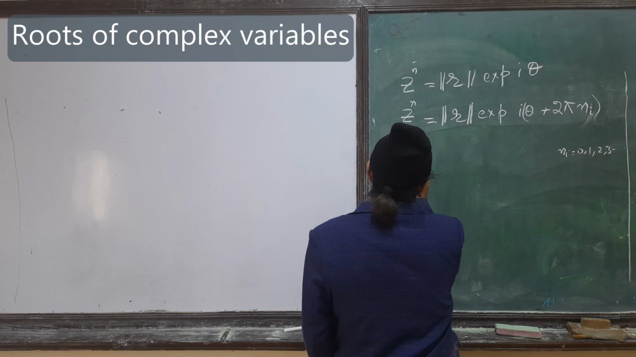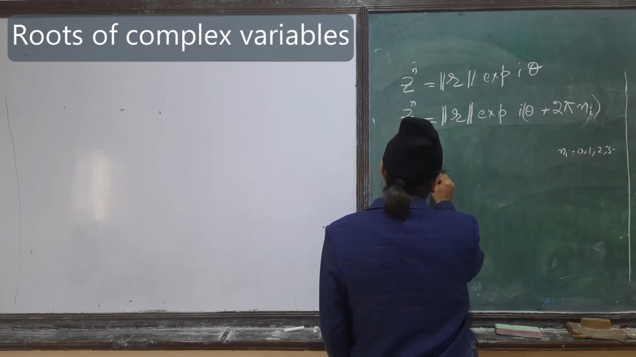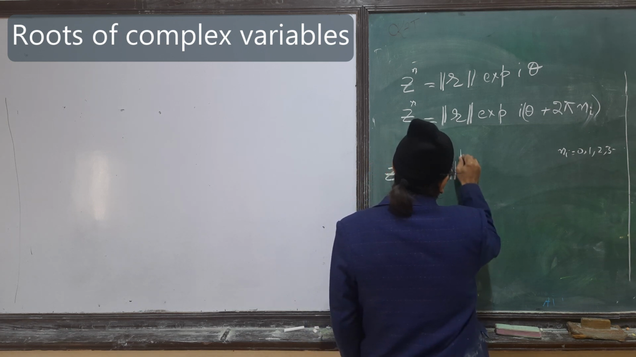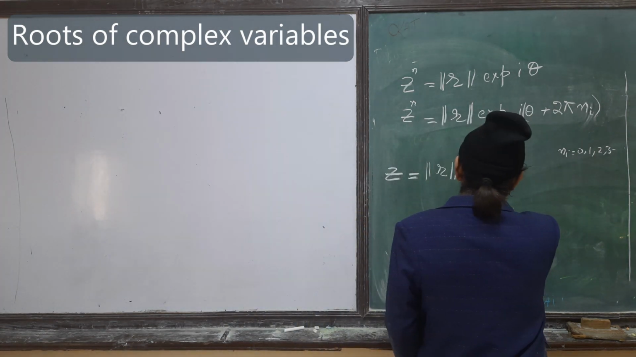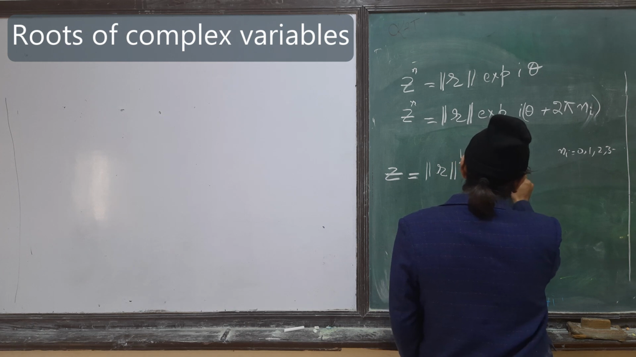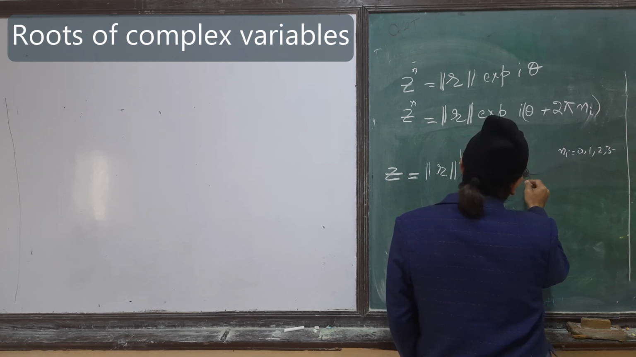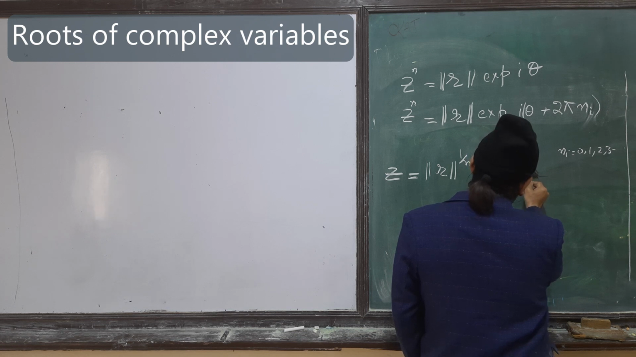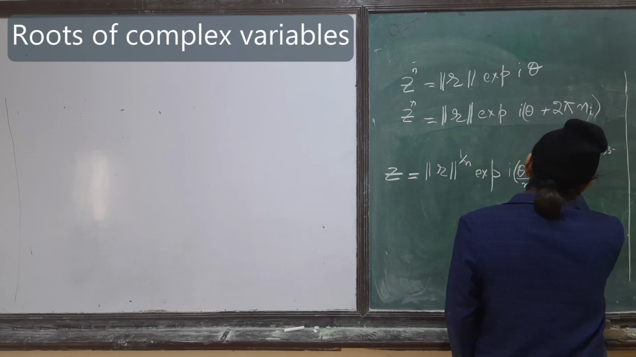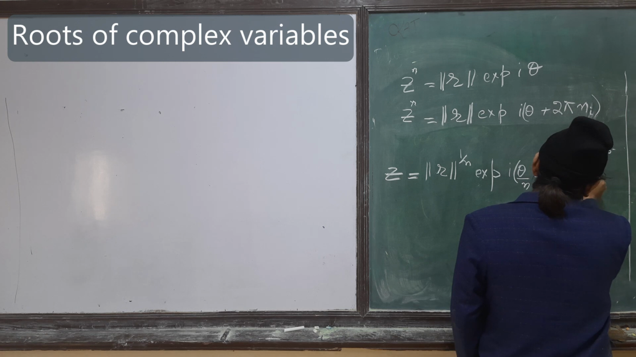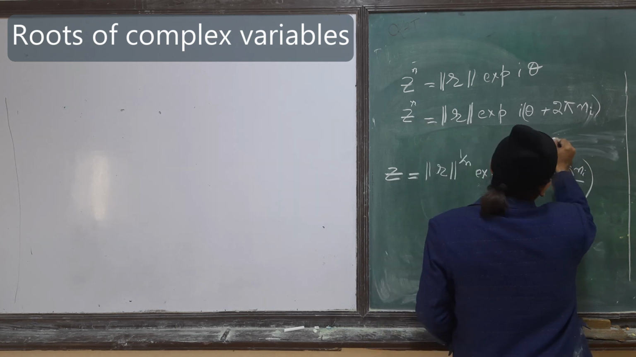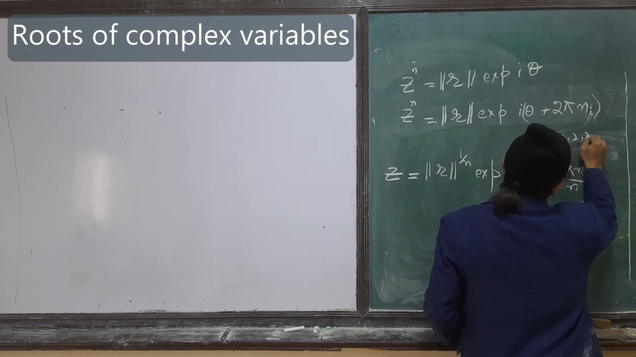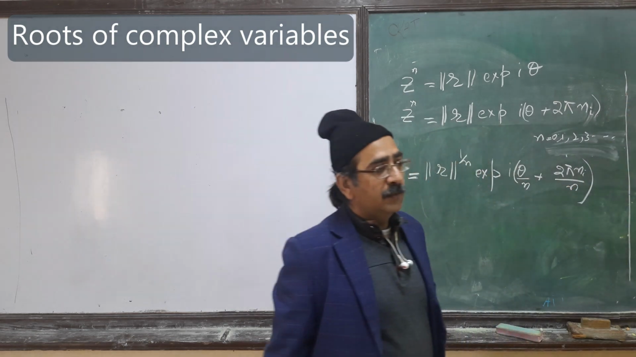And this z will be r power 1 by n. We have to stop here. That will be exponential of iota theta by n plus 2 pi n_i divided by n. And that was our n equal to 0, 1, 2, 3 up till infinity.